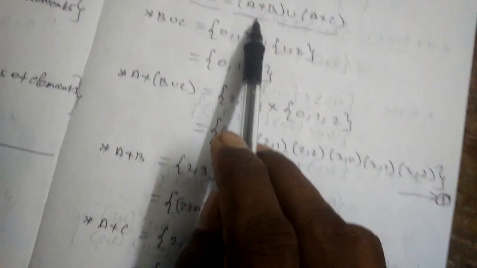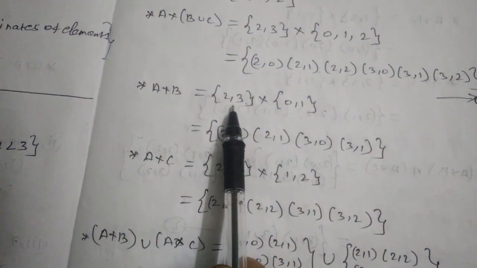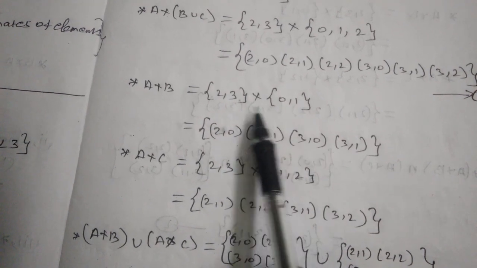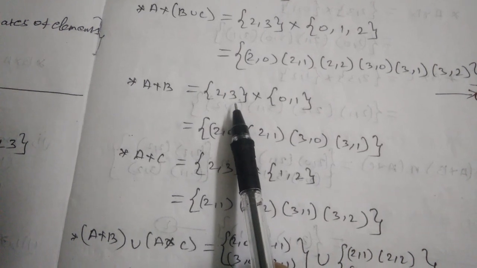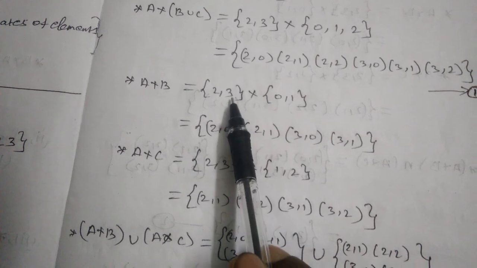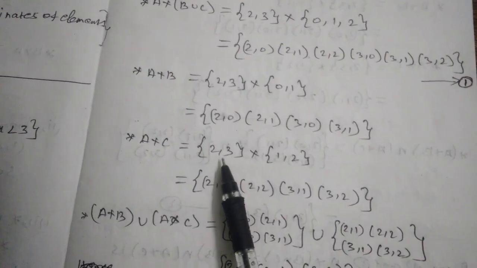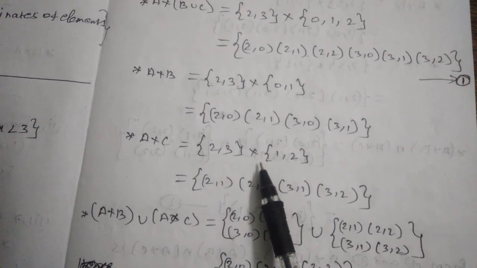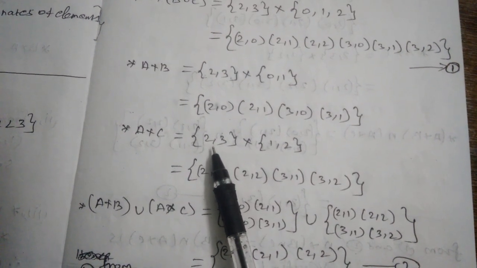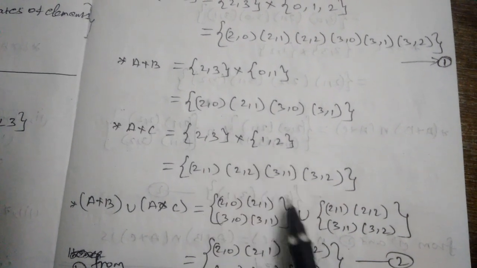And second, we go to the right hand side. A cross B: A is {2, 3} and B is {0, 1}. We use the Cartesian product: (2,0), (2,1), (3,0), (3,1). Next we go to A cross C. A is {2, 3} and C is {1, 2}. Now we use the Cartesian product: (2,1), (2,2), (3,1), (3,2).